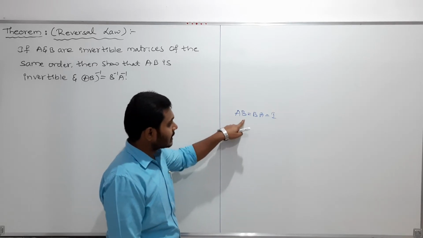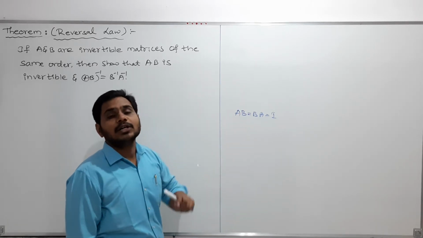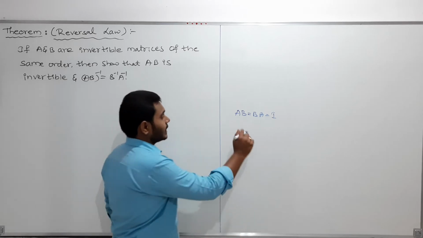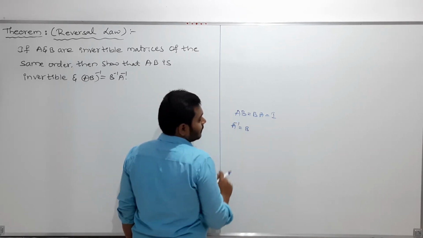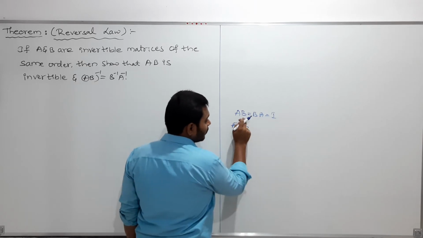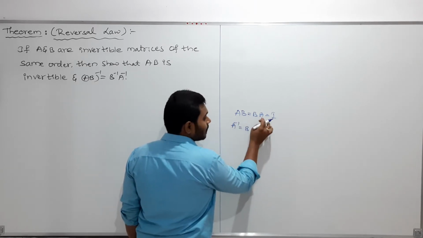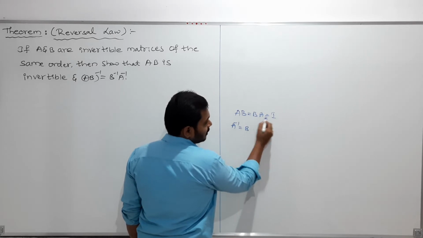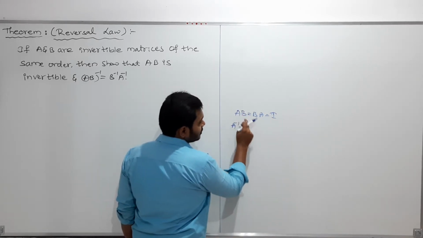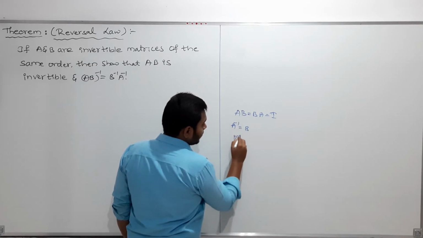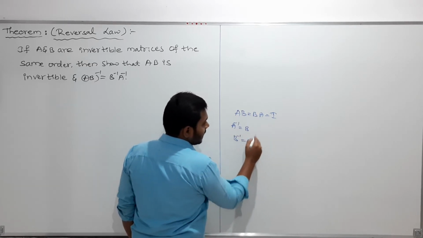In this case A and B are invertible to each other, or we can say A inverse is equal to B. So if you take the product AB, or if you take BA, and this product is the identity matrix, then we can call A inverse as B, or else B inverse is equal to A.